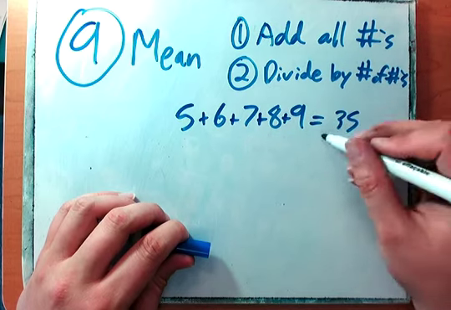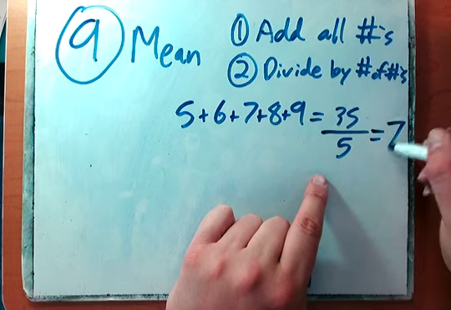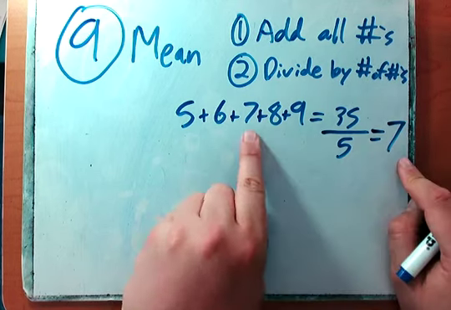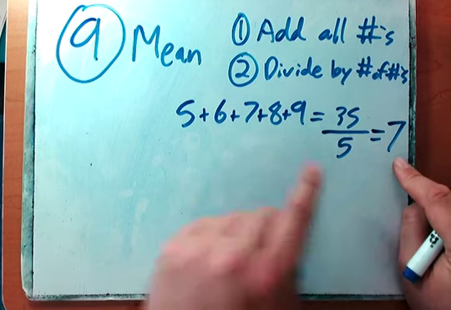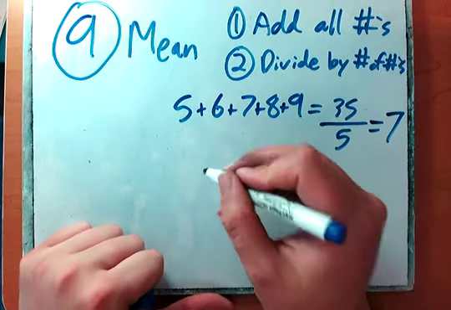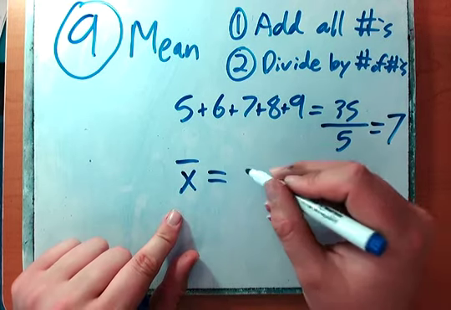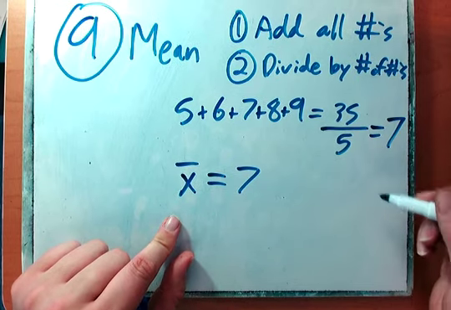Now I need to divide by the number of numbers, which is 5. There's 5 distinct pieces of data. 35 divided by 5 is 7. This doesn't happen all the time, but this middle number is here. And so the median and the mean are the same, which doesn't happen all the time, but there's a reason why I gave you this, because then all the other numbers kind of play well. So the mean, which is also known as x bar, which you can get used to here, of this data set is 7. Cool. So that's the mean.